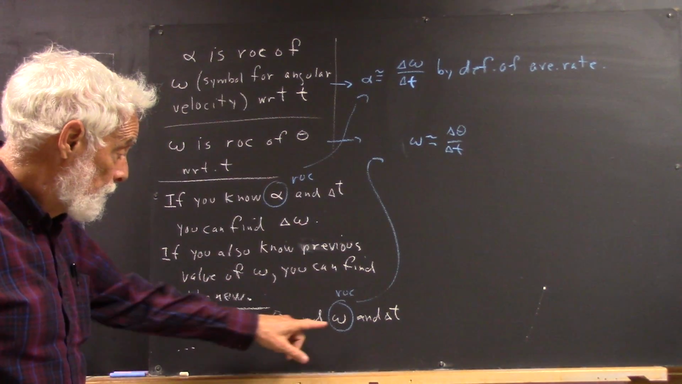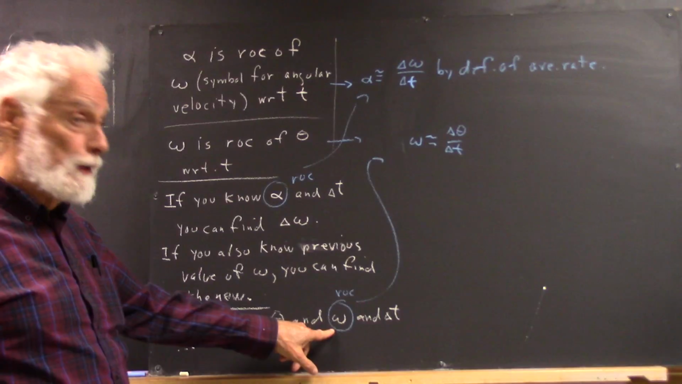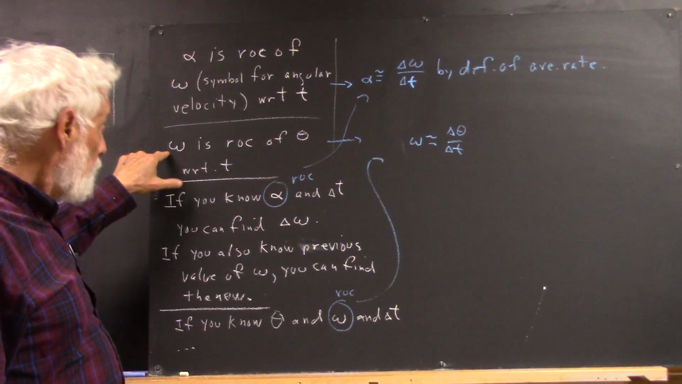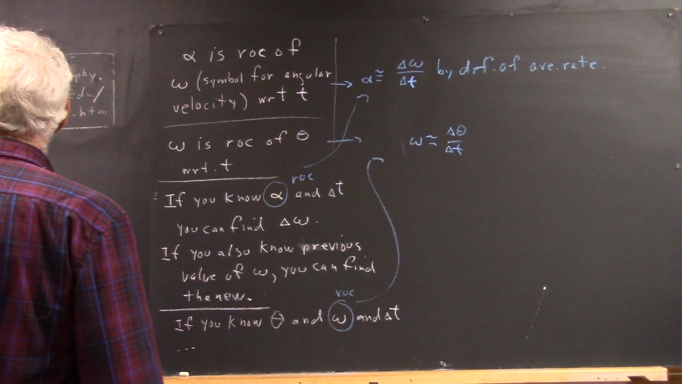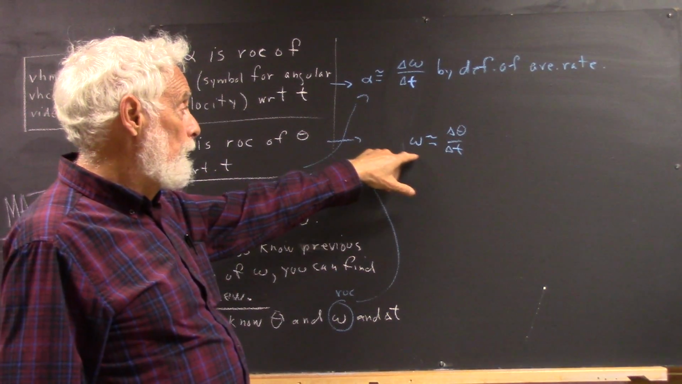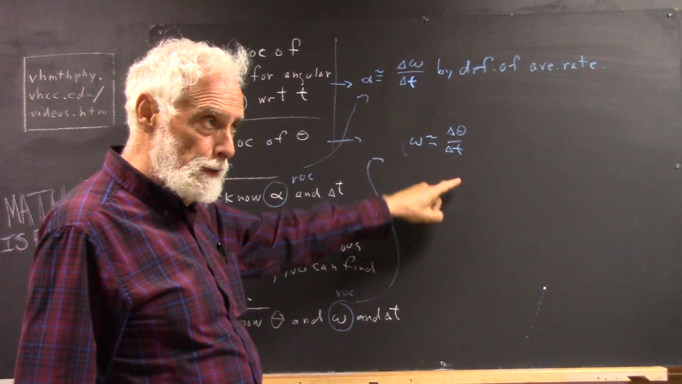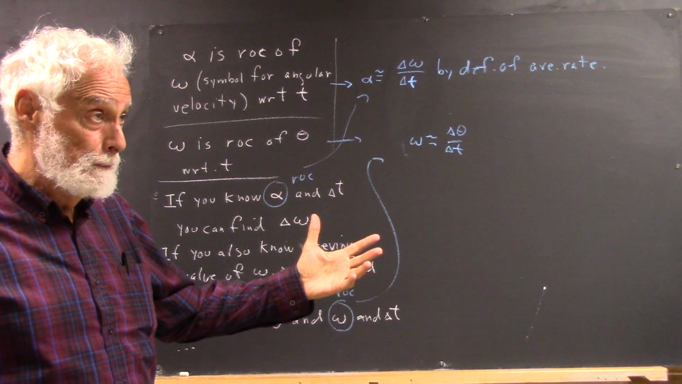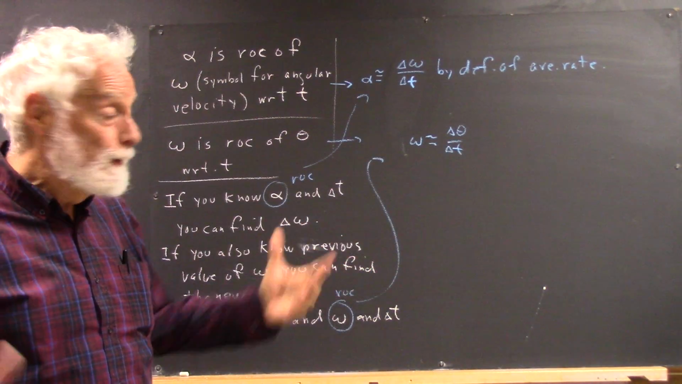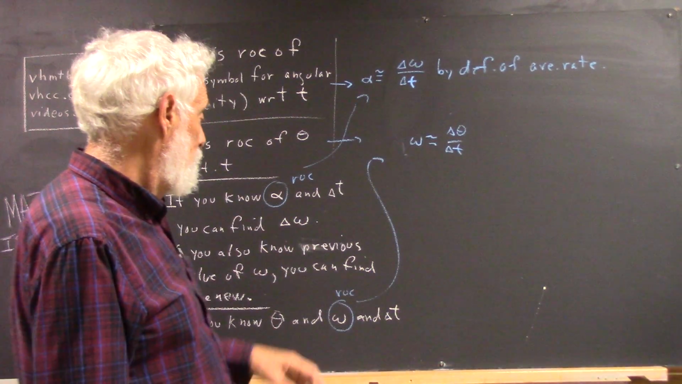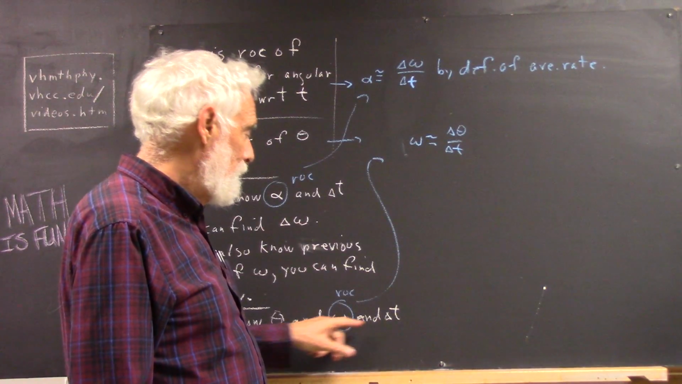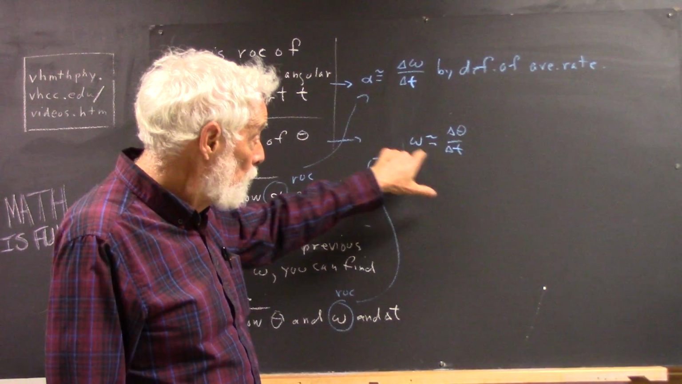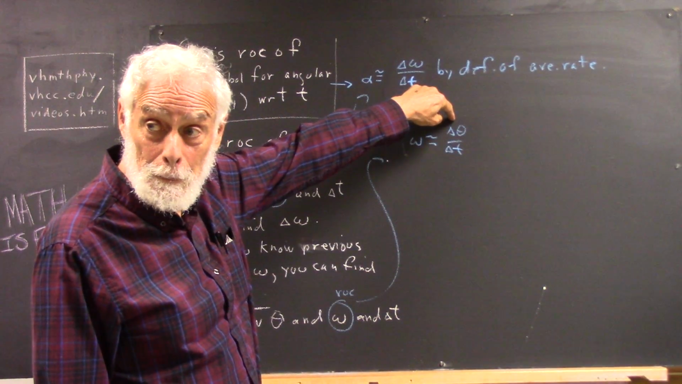Okay. Omega has to be identified. You have to identify what omega is. It's the rate of change of theta with respect to t, so that omega is approximately equal to delta theta over delta t. Okay? Make sense? And now, if you know omega and delta t, if you know this and this, you can find this, right?